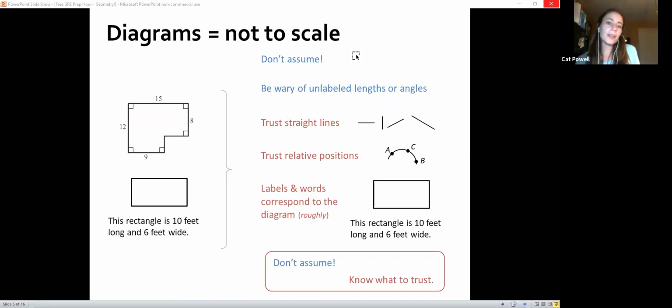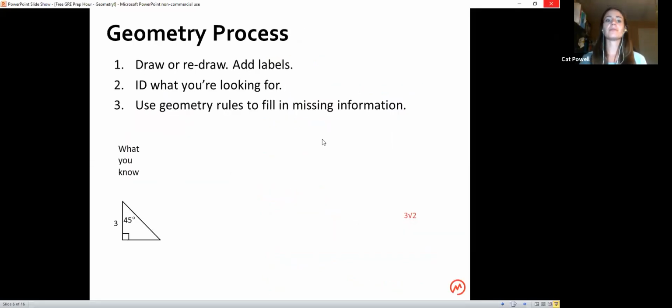Now, one of the reasons I like teaching geometry is it's a little different from the other stuff in the quant section of the test, and we have a slightly different process for it. This process is very visual and very logical, and I like visual solutions and I like logic. So I love geometry. When it comes to geometry, this is the process that we want to follow. You see a question, it gives you a drawing, it describes a shape. First thing you want to do is draw or redraw that shape.